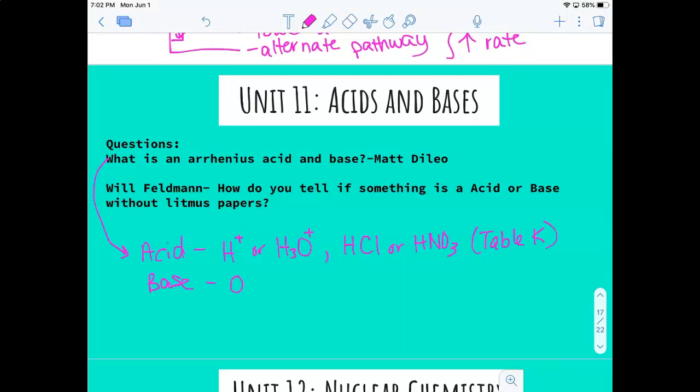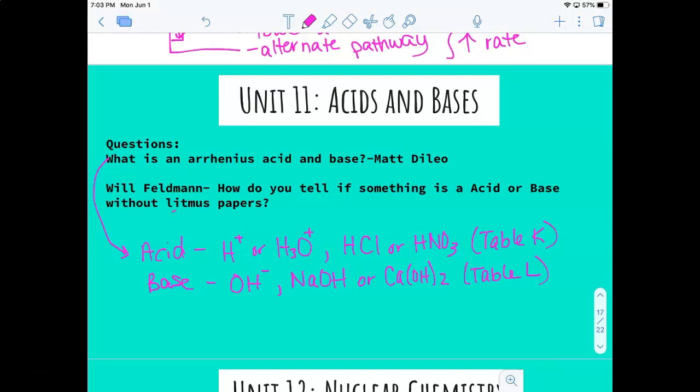How do we know it's a base? It releases hydroxide ions in solution, which is a fancy way of saying that it's ionic and ends in OH. So these are some examples of bases. And again, guys, I would always check Table L, which is a list of common bases. And if it's on that list, it's definitely a base, and you don't have to worry about thinking about it.